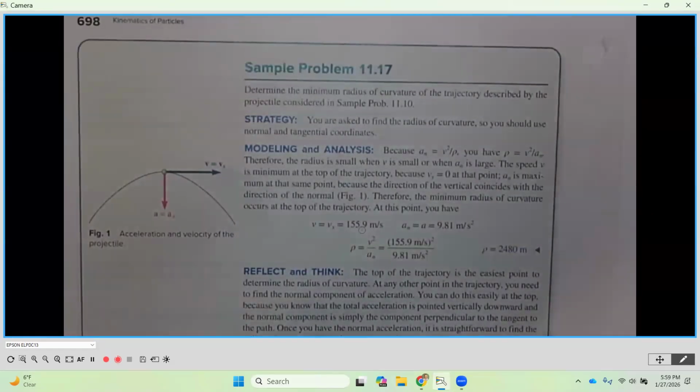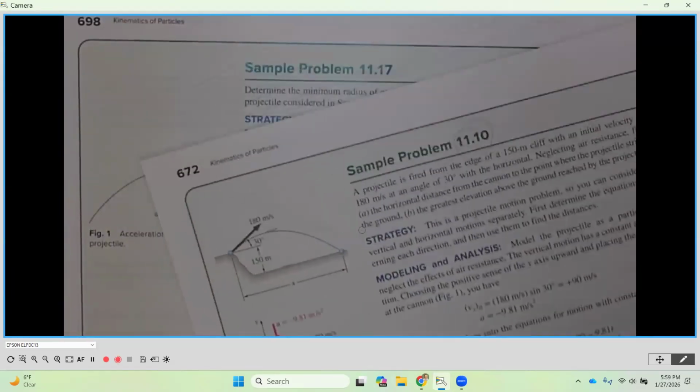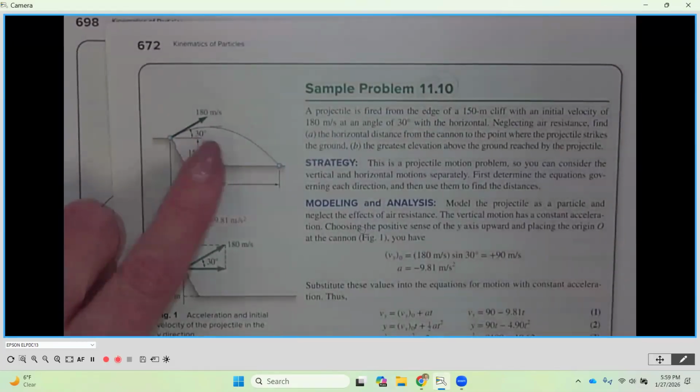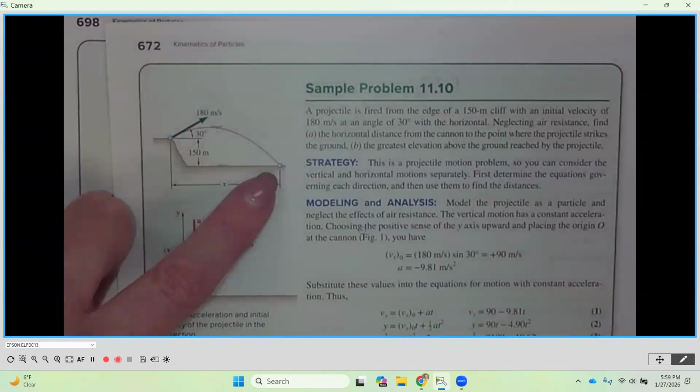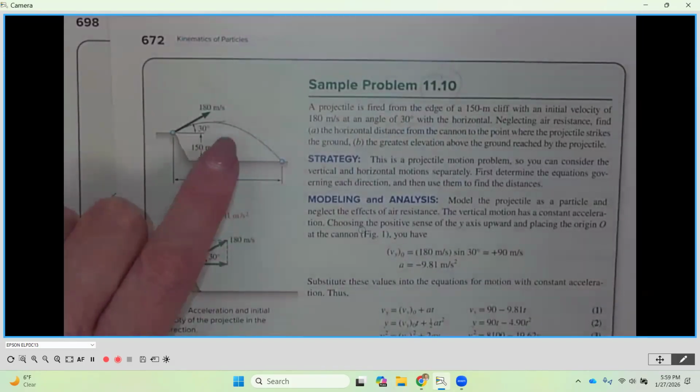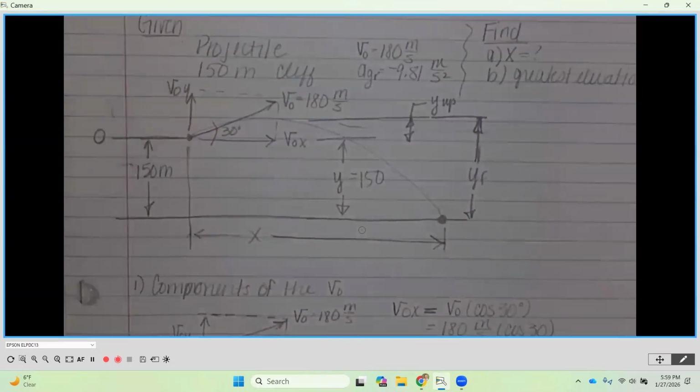I'm going to pull out the problem first. This was the problem that we looked at. We had a trajectory that we were going off a cliff and we wanted to know how far it was going to go and how high along that projectile. Okay. So what we want to do is we want to use this projectile. And here is the example diagram that we created.